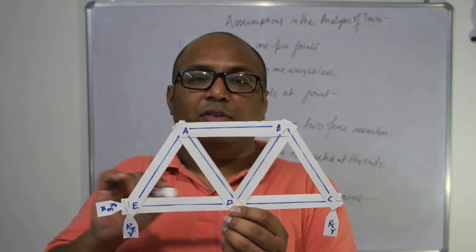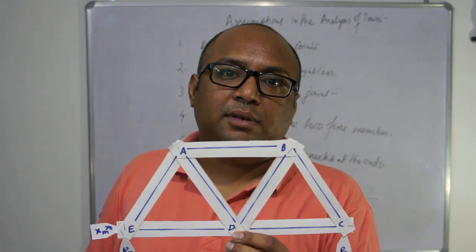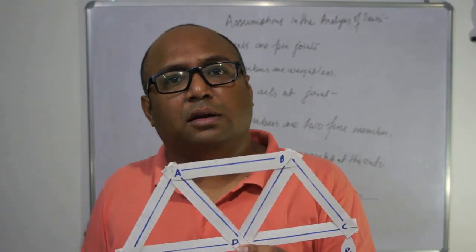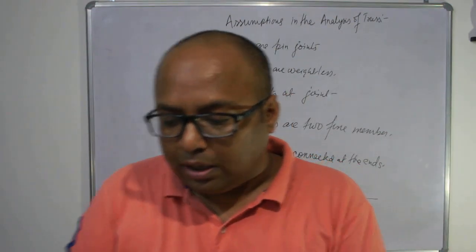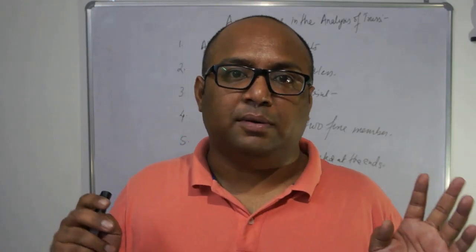You have the direction of the force as well. The direction of the force is along the member. The plus and minus sign will signify whether the member is in tension or compression. Okay? So the number of unknowns reduces to the number of members in the truss.